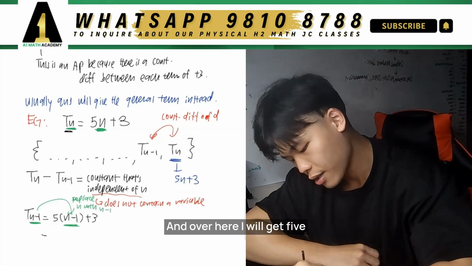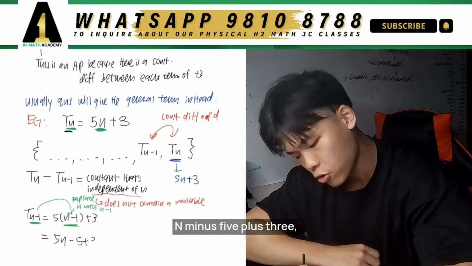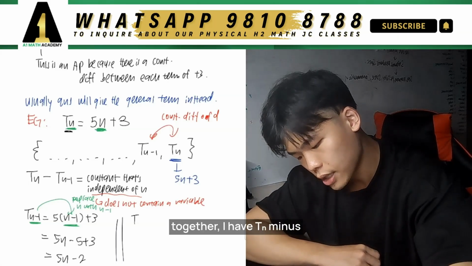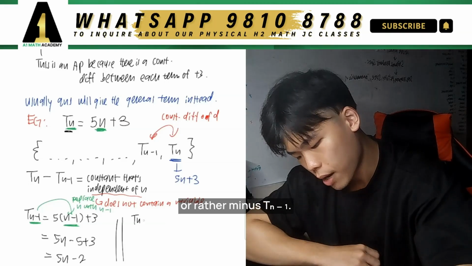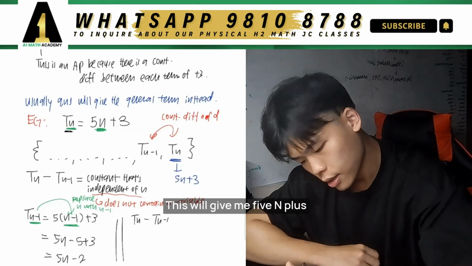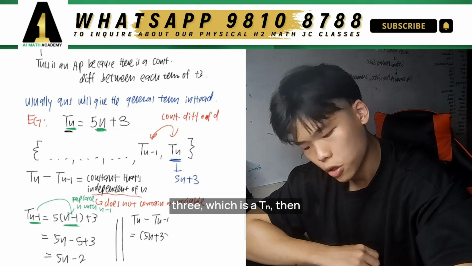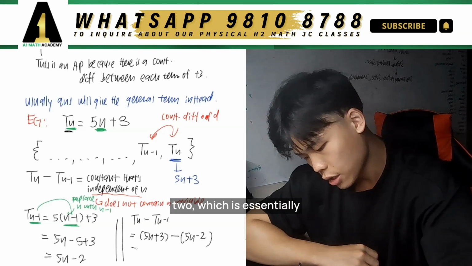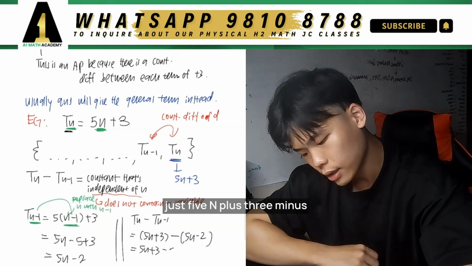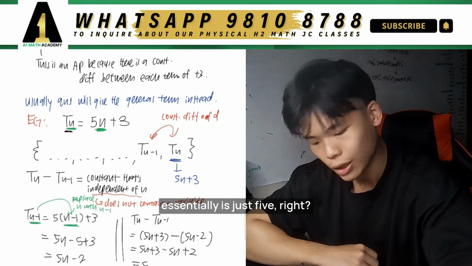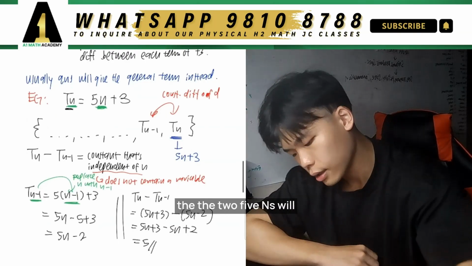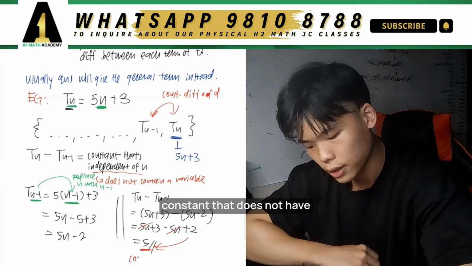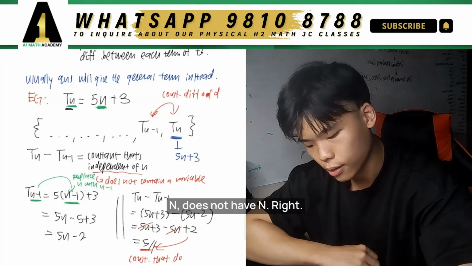And over here, I will get 5n minus 5 plus 3, which is 5n minus 2. So putting these two together, I have Tn minus T(n minus 1). This will give me 5n plus 3, which is Tn, then I minus away 5n minus 2, which is essentially just 5n plus 3 minus 5n plus 2, which essentially is just 5, right? So you can see that the two 5n's will cancel each other out, and therefore I only end up with something that is just a constant that does not have n.